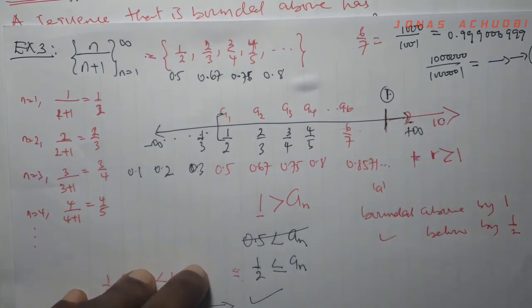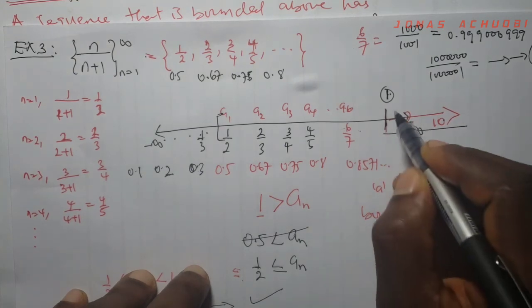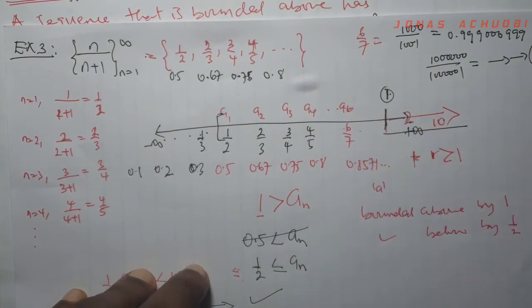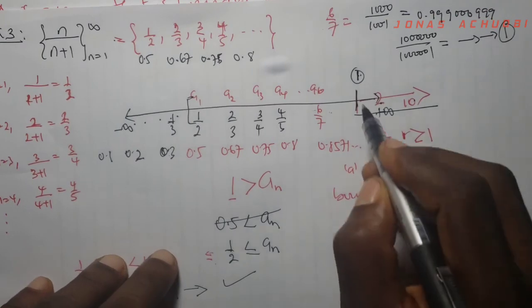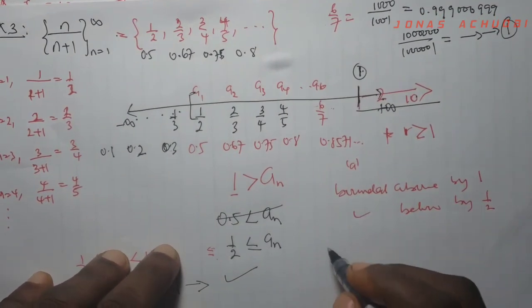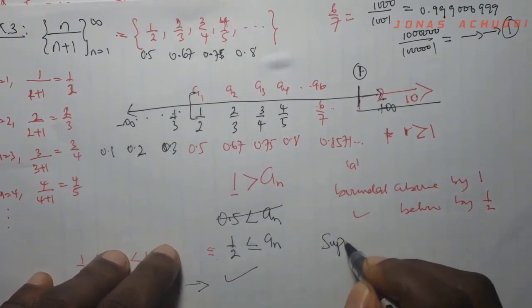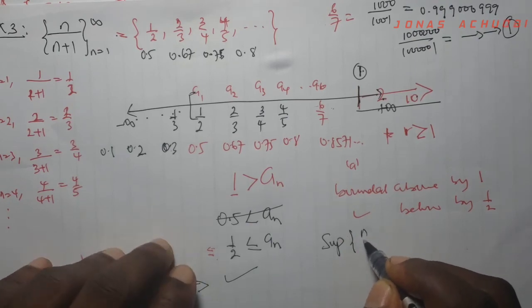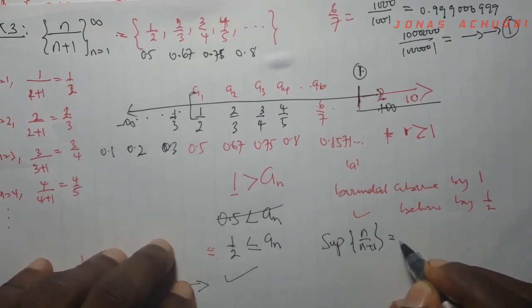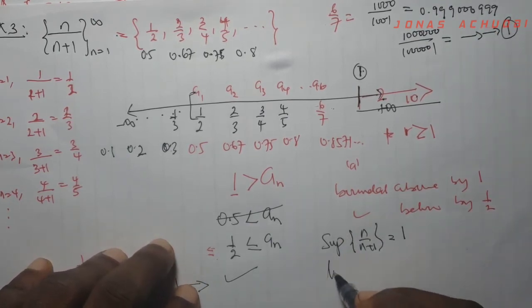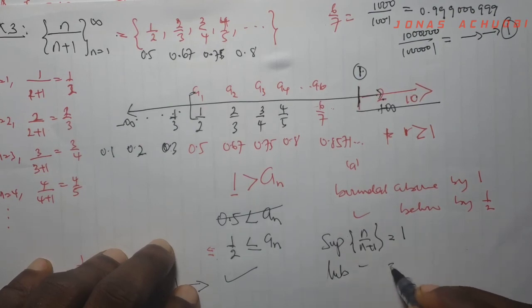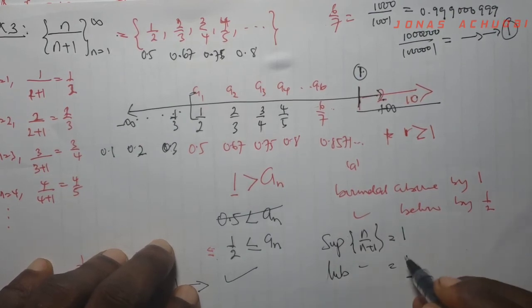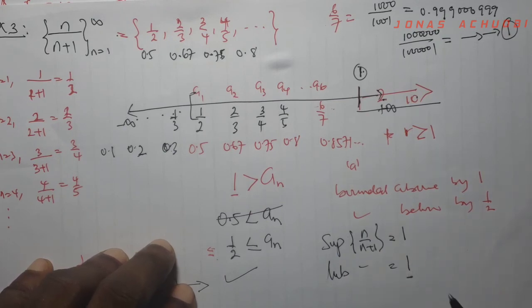There are too many of them. Of all these upper bounds, 1 is the first and 1 is the least of them all. So since 1 is the least of all the upper bounds, it means that the supremum of our sequence n over n plus 1 is equal to what? 1. Or the least upper bound of the sequence is 1. What does this mean? That of all the upper bounds, this one here is the smallest. So we call it the least upper bound.